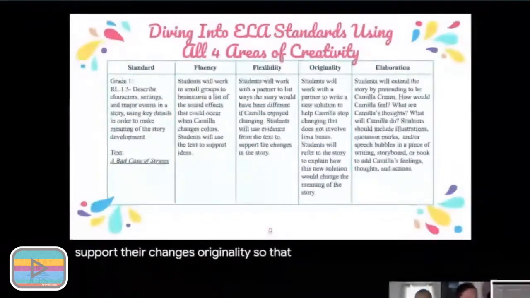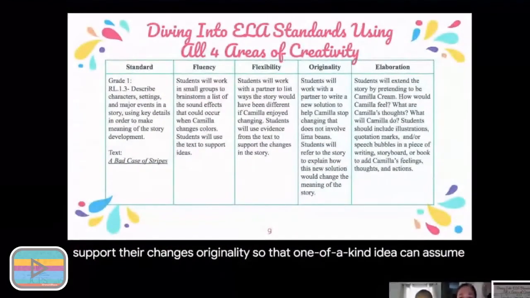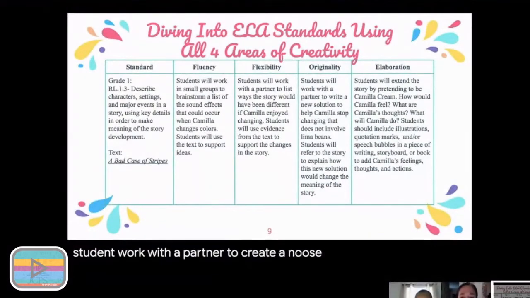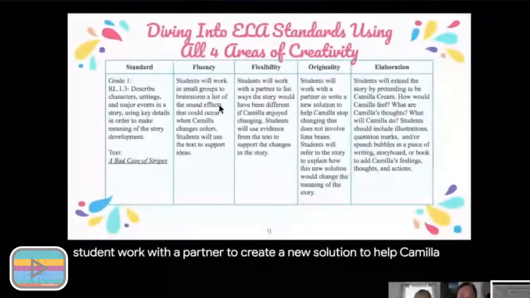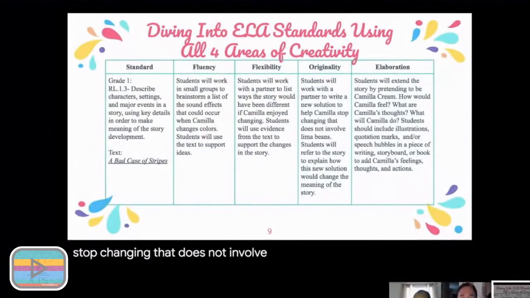Originality, so that one-of-a-kind idea. Can a student work with a partner to create a new solution to help Camilla stop changing that does not involve lima beans? So I gave away the end of the story here, but lima beans saved the day. But can students come up with an original idea to support helping Camilla stop changing colors that would not involve lima beans? And then they can go back and refer to the story and explain how the new solution would maybe change the meaning of that story.